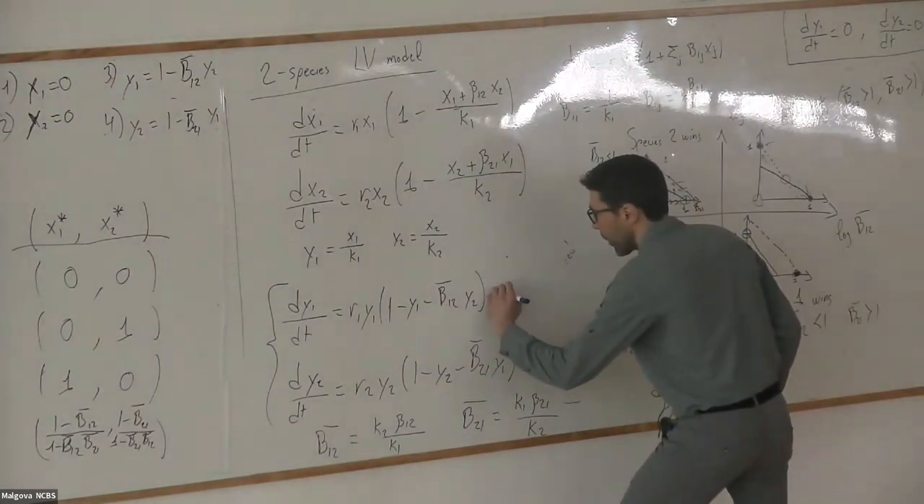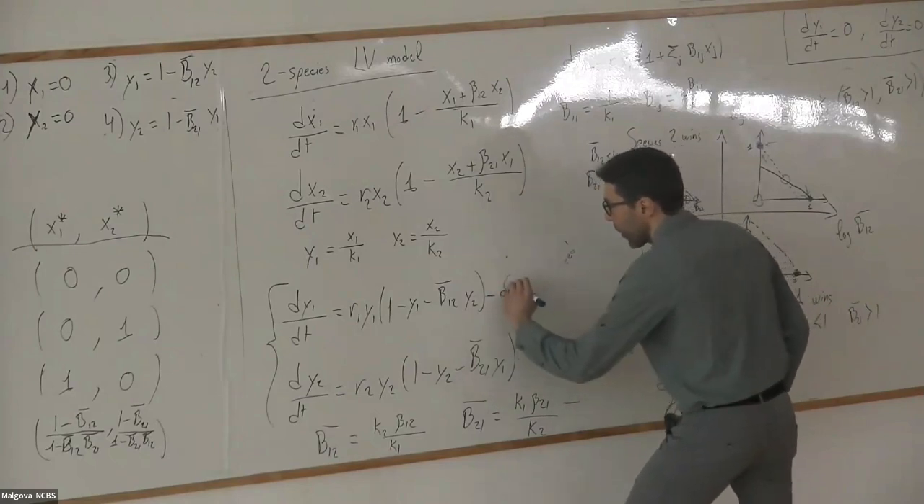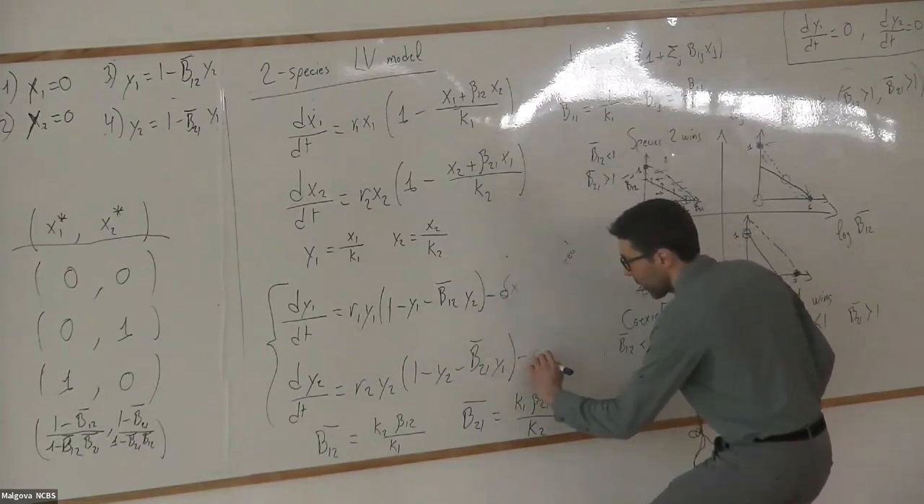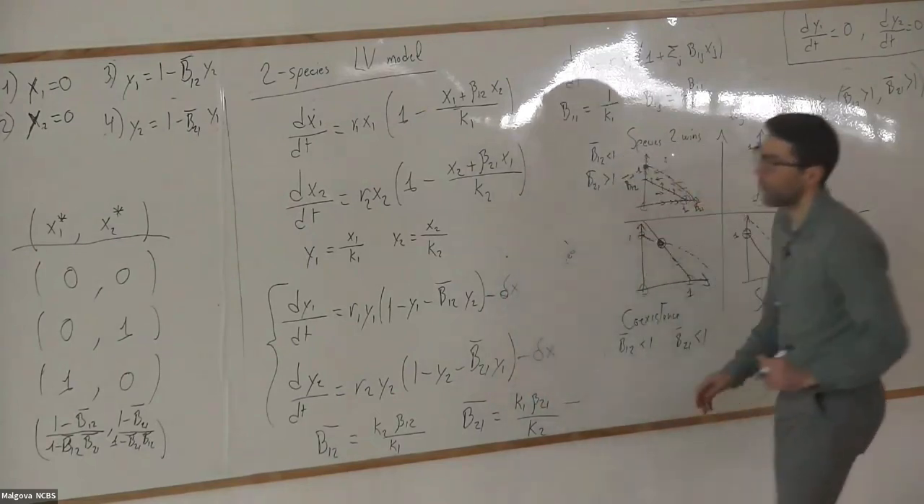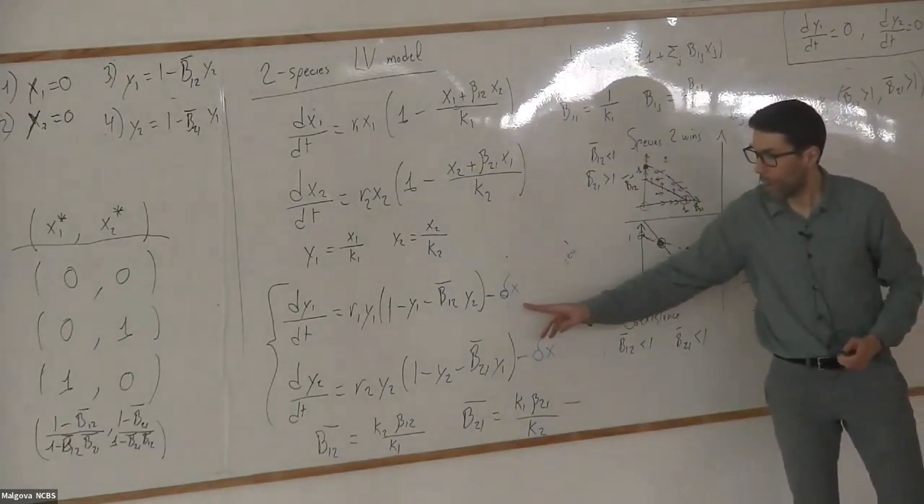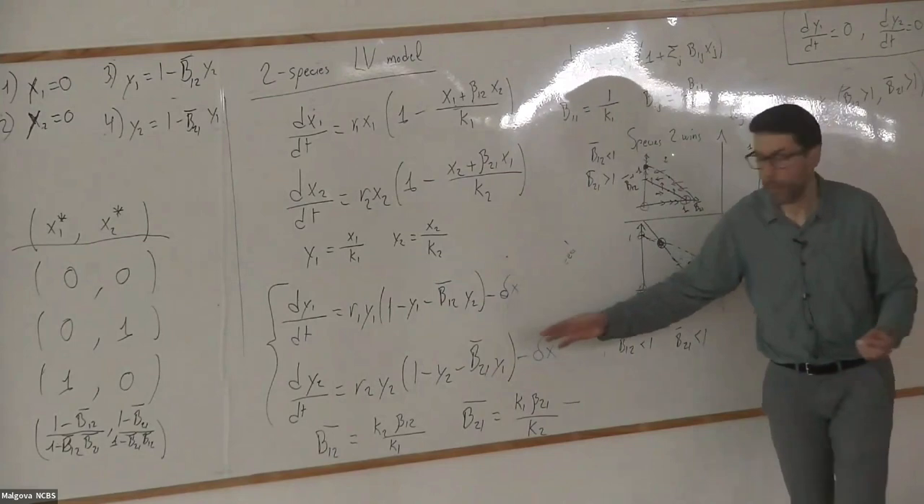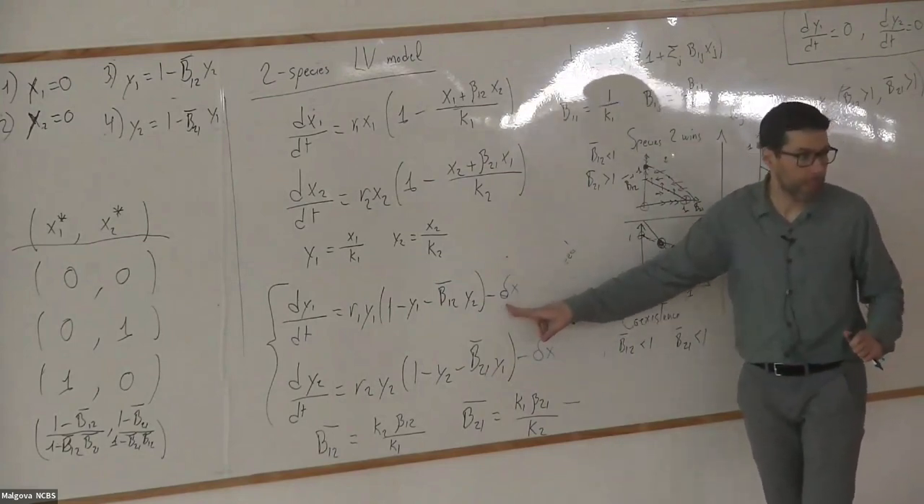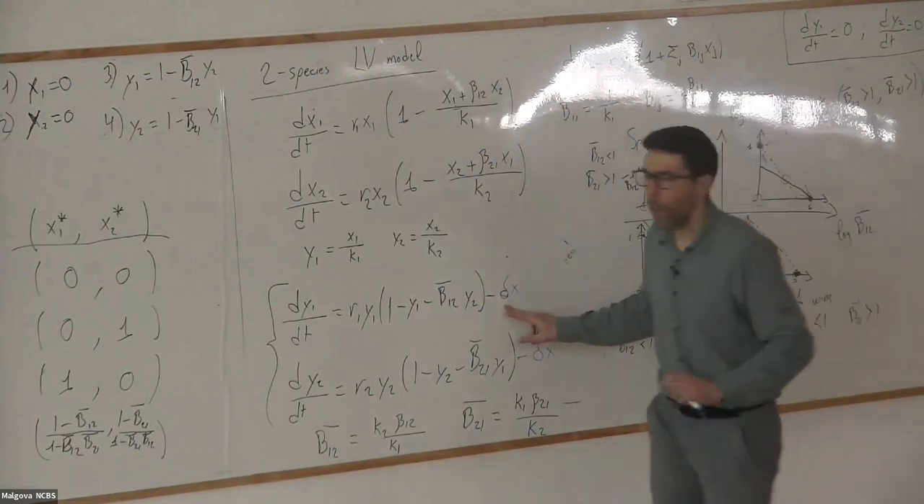So to model the added mortality, they just modified the Lotka-Volterra model to have this form in which both the species are now exposed to an external death rate. And this is captured by this parameter delta, okay?